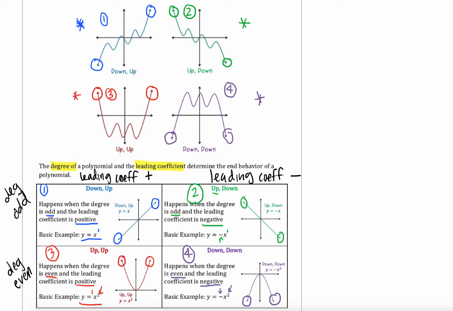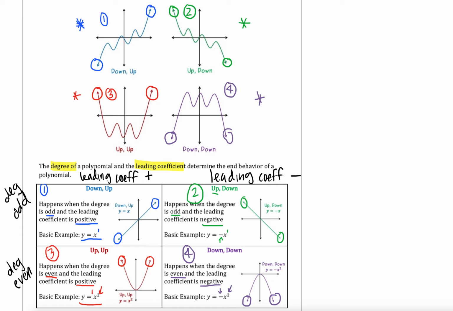If our degree is odd and our leading coefficient is positive, then we're in this first case of down up. If our degree is odd and our leading coefficient is negative, then we're in the second case of up down. If our degree is even and our leading coefficient is positive, we're in this third case of being up and up.